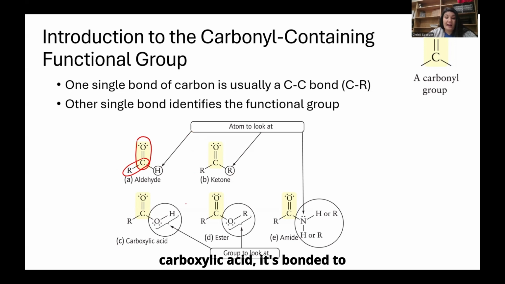For a carboxylic acid, it's bonded to another group, and the group it's bonded to is a hydroxyl group, or an alcohol. So it's OH. For an ester, it is bonded to an OR group. For an amide, it is bonded to a nitrogen, which is bonded to either a hydrogen or an R group, or a hydrogen or an R group. So it's bonded to either two hydrogens, a hydrogen and an R group, or two R groups.